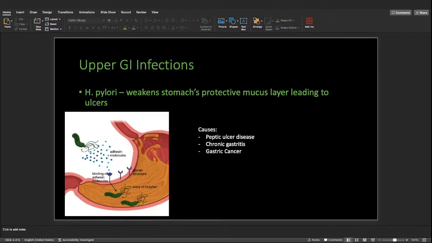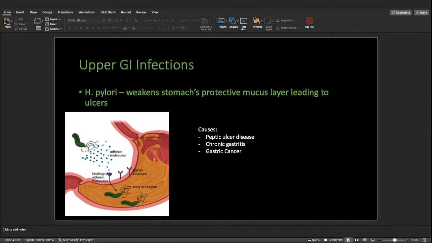So like I mentioned, we're mainly going to focus on H. pylori, which is a specific bug. It basically weakens the protective mucus layer and then leads to ulcers. If you look at the diagram here, you can see how H. pylori has its own adhesive molecules and it's binding to the receptor, so it can allow the bug to bind into the stomach and cause very severe ulcers.